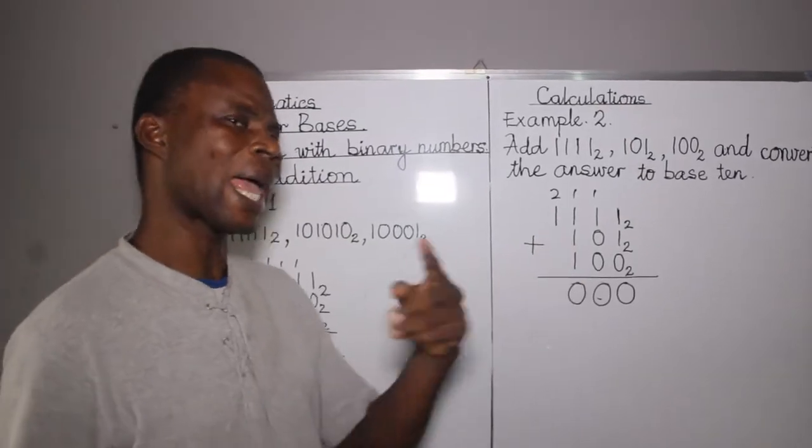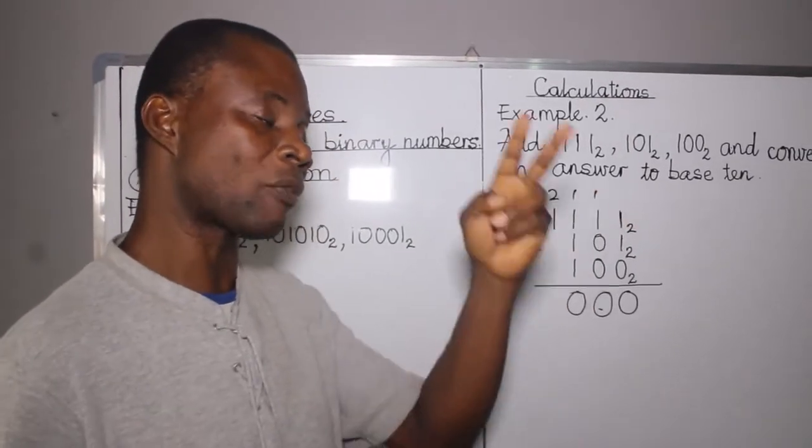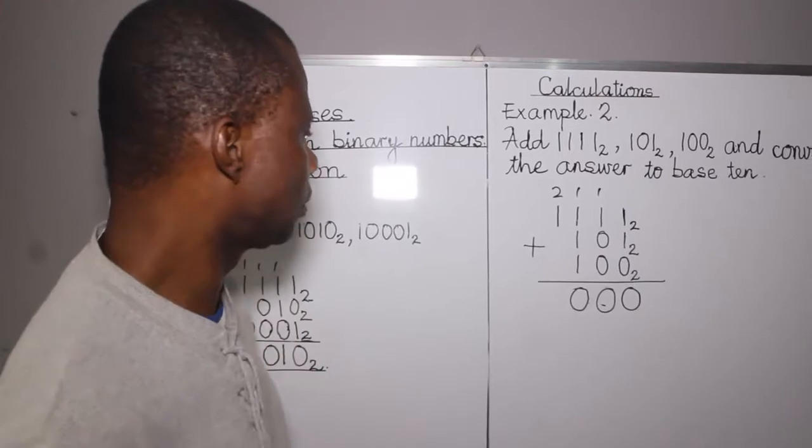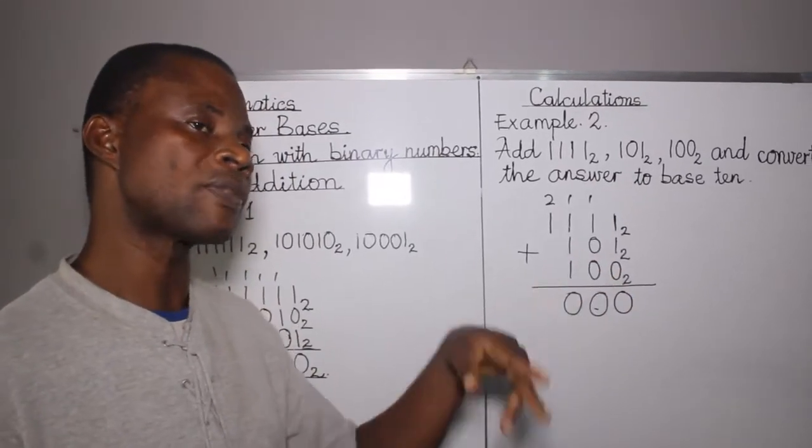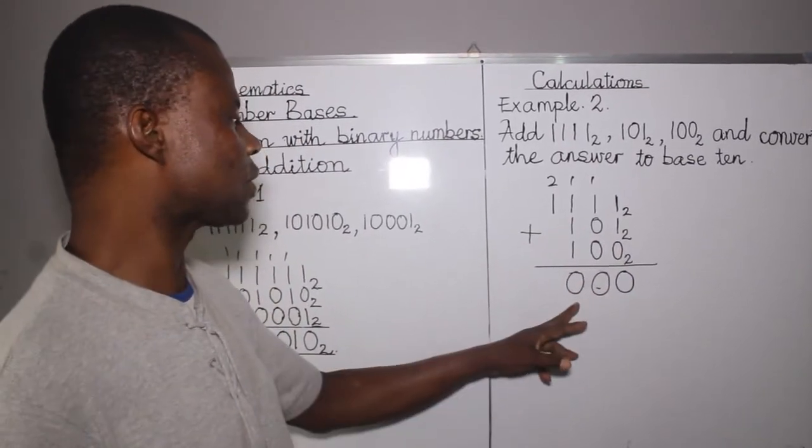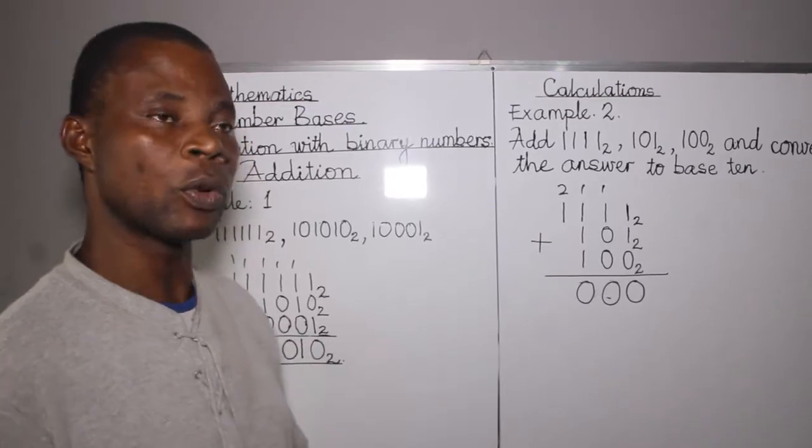2 plus 1. Why are we carrying 2? We are carrying 2 because we have 2 2's in 4. And if you take 2 2's from 4, you have 0. So you drop the 0 and carry the 2. 2 plus 1 will give us 3.